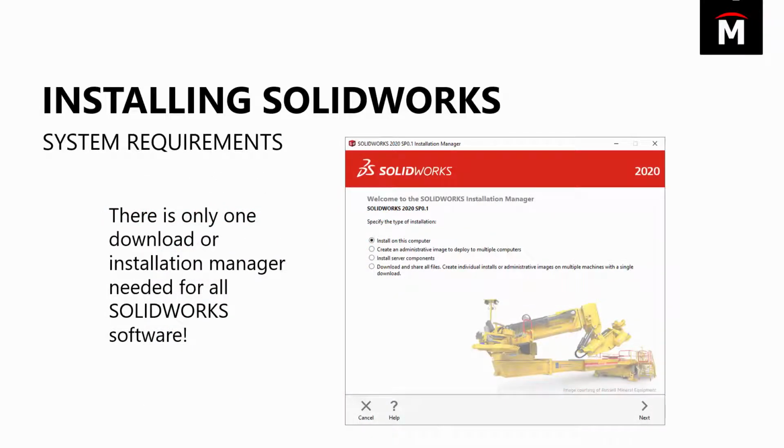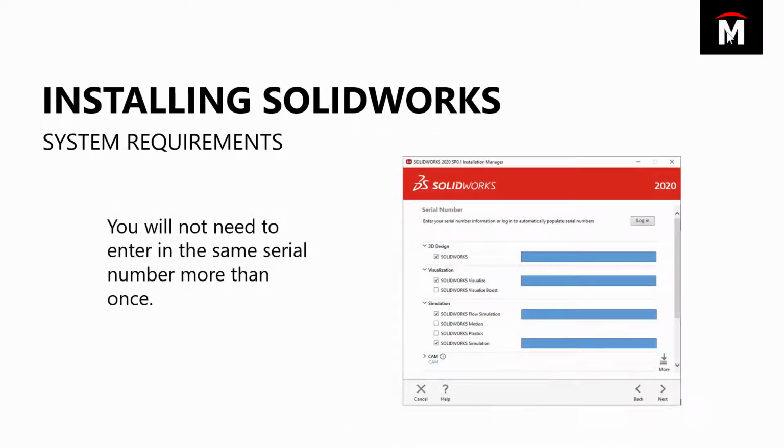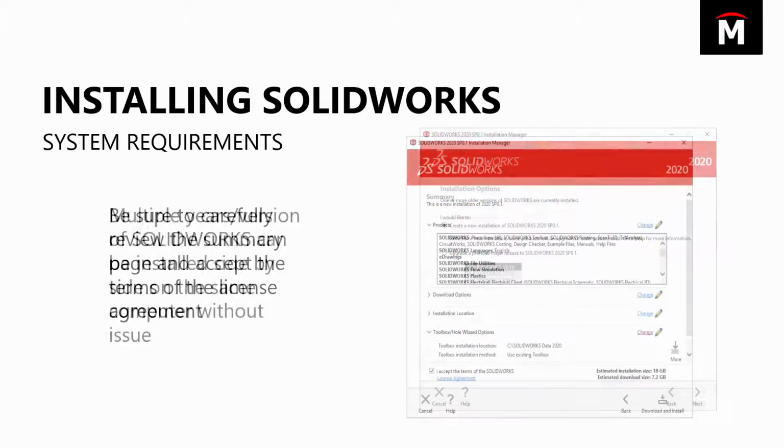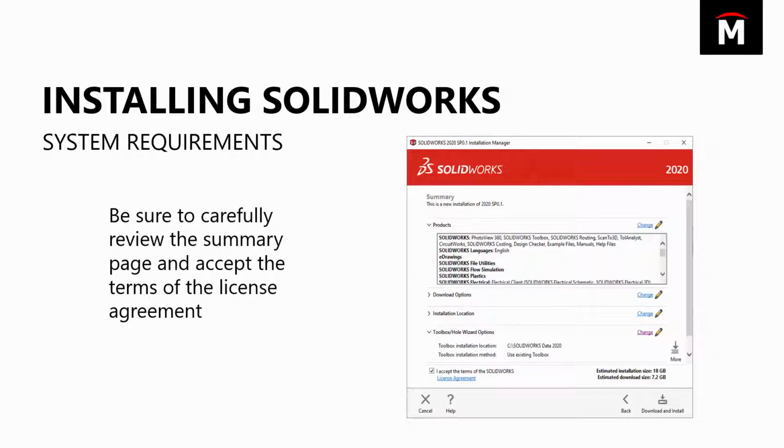This one installation manager is all you need, whether you're performing a standard installation, setting up an administrative image, or installing server products. You can even just download all the software at once to share with others. Enter the appropriate serial numbers and the installation manager will know what software to install. Multiple years of SOLIDWORKS can be installed on the same machine side by side without issue. And be sure to review the summary page, make sure you're ready to go before accepting the terms of the license agreement and performing the install.